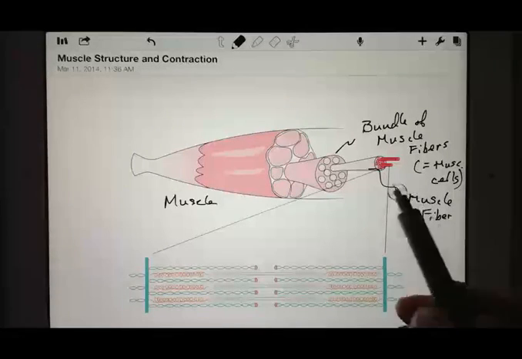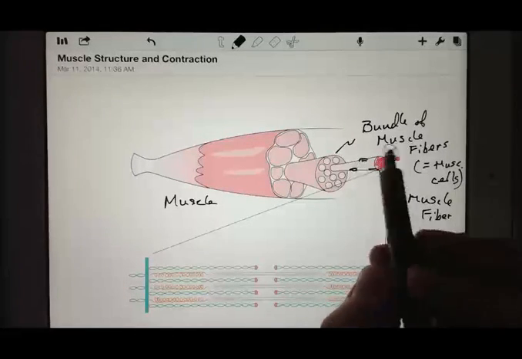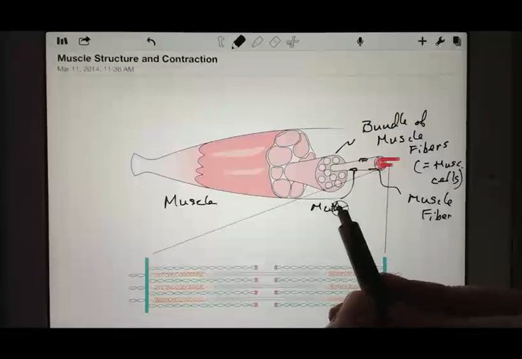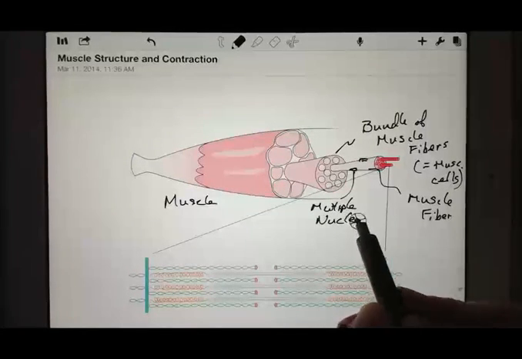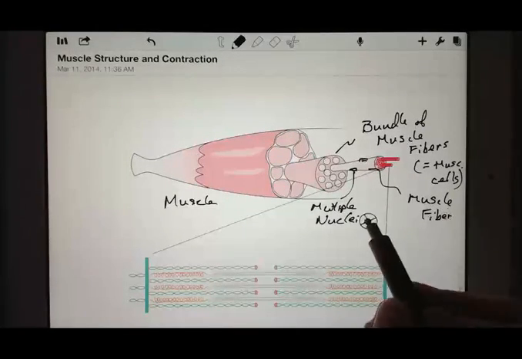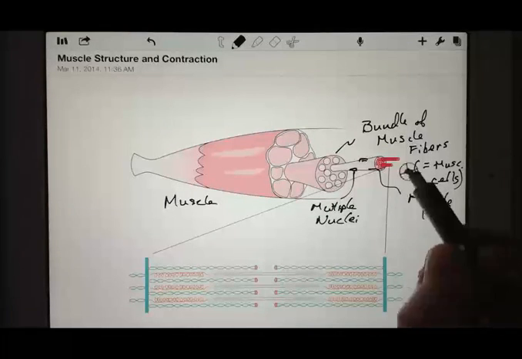And in a vertebrate, they're very long. They're among the largest cells in your body. They can be many centimeters long. They're multinucleate. They actually form by fusion of individual cells. And that's because of our large size. That's unusual for animals.